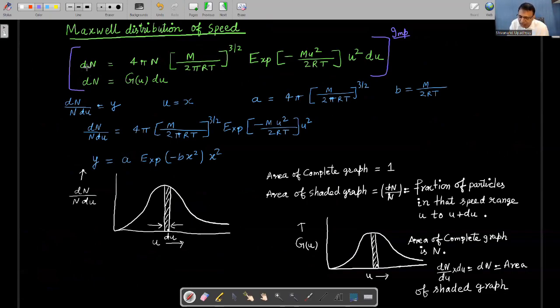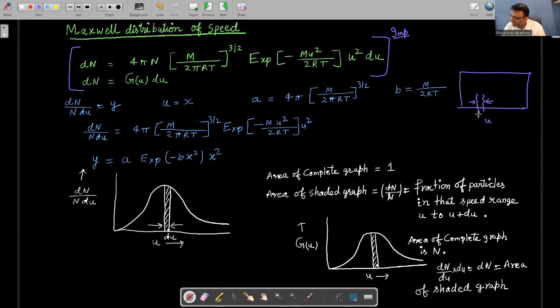This dn, small dn, is the number of particles in a small range, like if we divide the speed, because in a container there are Avogadro number of particles, which is very large in number. The ideal gas equation, or all the equations in ideal gas, will be valid when the number of gas particles is very large, so of the order of Avogadro number. So in this large number of gas particles, different particles have different speeds. So we have divided the speed of these gas particles into small ranges.